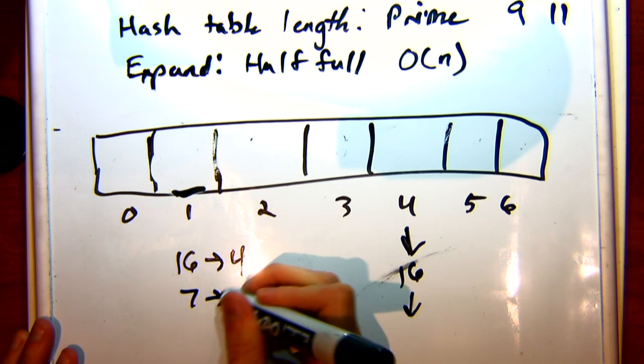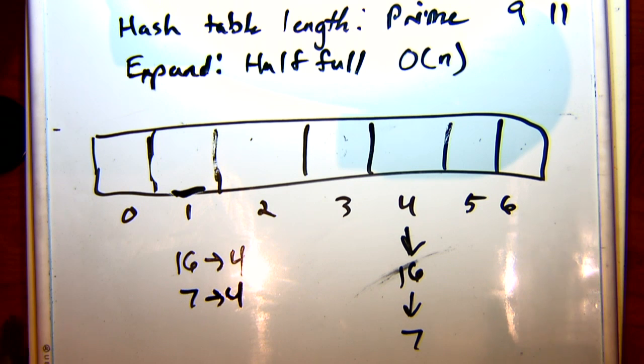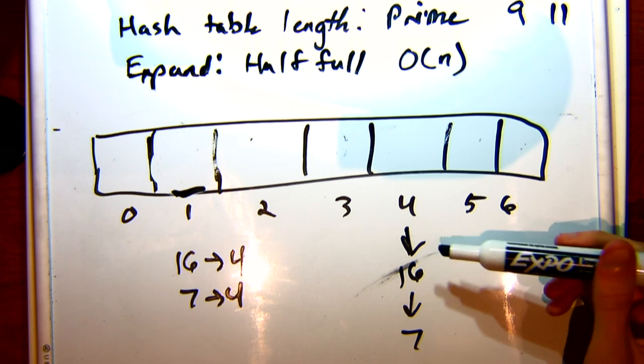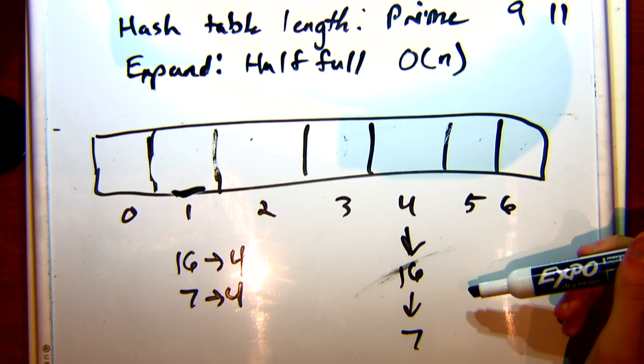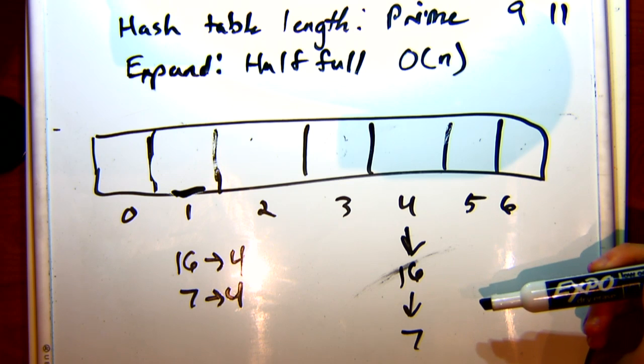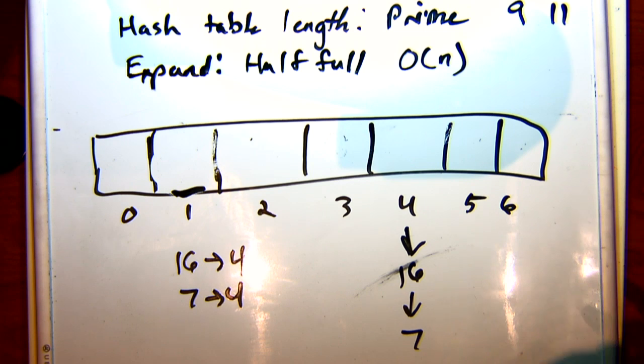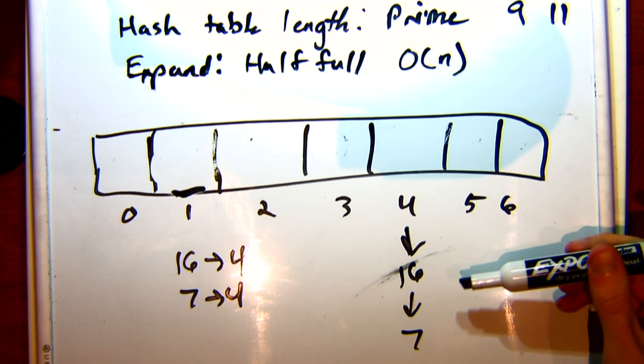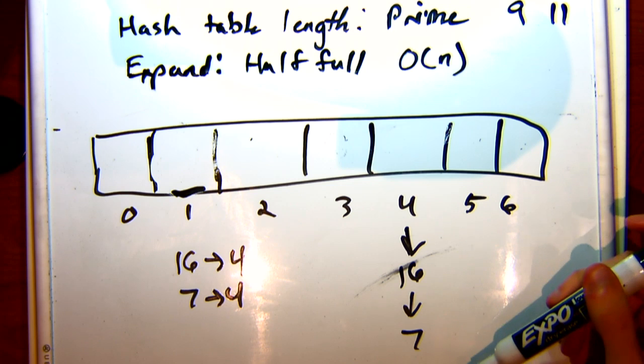Let's say we hash 7 to 4 as well. We have a linked list with 16 and 7 in it. And you can decide whether you want to insert things at the head or the tail of the linked list. That's kind of up to you. But that's going to influence your searching through a linked list, right? So if it's more likely that I'm going to look up data that was recently put into this hash table, then I'm going to want to insert at the head, because we're going to start looking at the head.